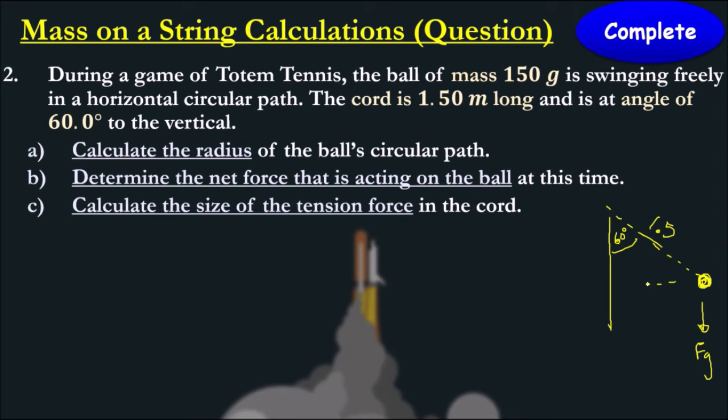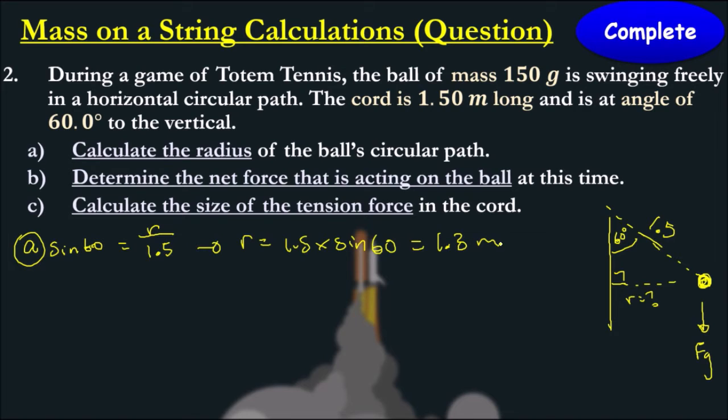All right, the first question is, what is this radius component? Well, we can actually use simple trigonometry to work that out. So we can use sine theta. We have the opposite side, which is r, and we have the hypotenuse, which is 1.5. Theta is 60 degrees. So sine 60, change it around: r is 1.5 times sine 60. That gives us an answer of about 1.3 meters.